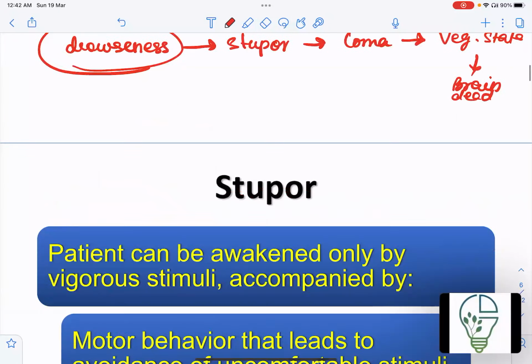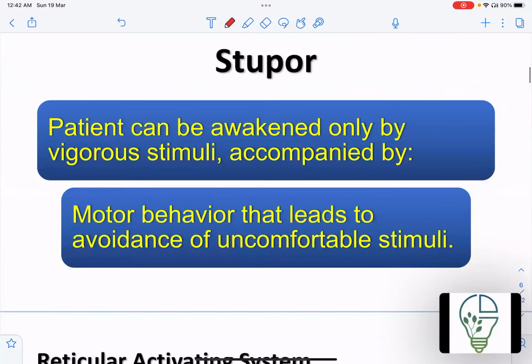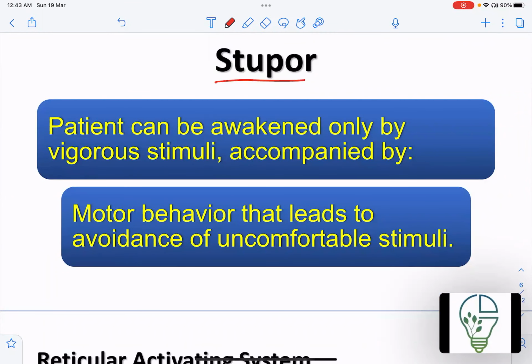The next is stupor. So the second one is stupor. This chain will actually help you understand the progression of consciousness-related diseases. In stupor, this is not normal in terms of the common population, but the patient can only be awakened by painful stimuli. What do we mean by painful stimuli? Sometimes patients, if you try to tap them, wake them up, they don't come out of it. They're not just drowsy, they're in a deep sleep-like state. But are they in a coma? No, they're not in a coma. So what are they in?